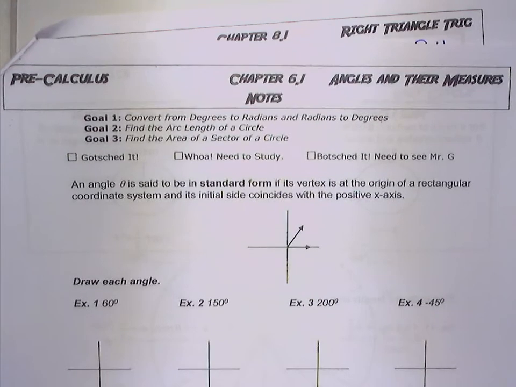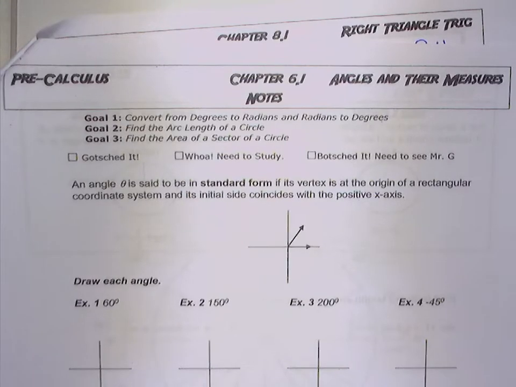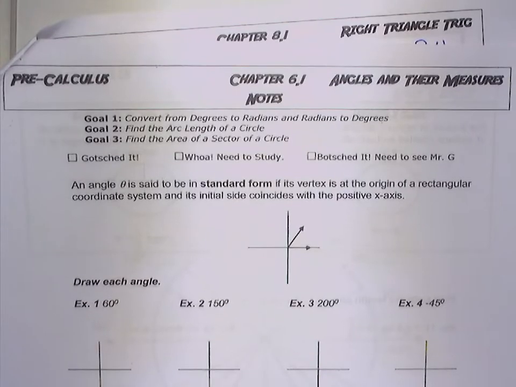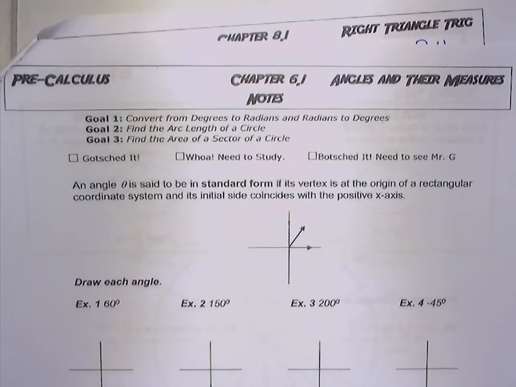So ladies and gentlemen, we're going to dive into the start of chapter 6. So we have angles and their measures, and where we're going with this is we're going to be doing right triangle trig of 30-60-90s and 45-45-90s on a unit circle. So that's going to be in a rectangular coordinate system. We have to be able to draw angles. So that's one of the first things we're going to be doing today, talking about how to draw an angle. Once we know how to do that, then we can start converting from degrees to radians, radians to degrees, goal number 1. And eventually at the very end, we'll talk about arc length of a circle and finding the area of a sector of a circle.